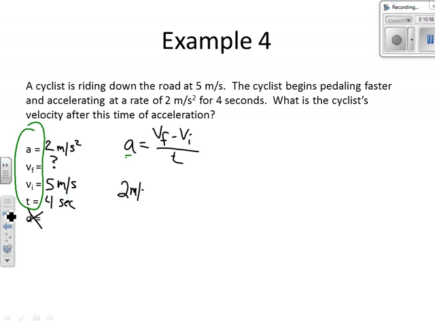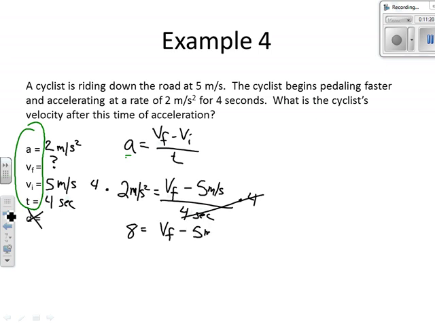Okay, so now we're plugging in 2 meters per second squared for my acceleration equals VF, that's the thing I don't know, minus 5 meters per second, that's my initial velocity, all divided by 4 seconds. I need to get rid of that 4 seconds, so I'm going to multiply both sides by 4. So I'm going to end up with 8 meters per second on the left equals VF minus 5 meters per second. To get rid of the 5, I need to add 5 meters per second to both sides, and I end up with VF equals 13 meters per second. Hey, that's not so scary.